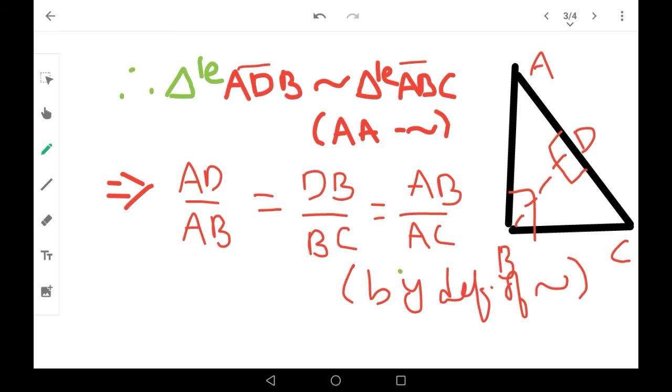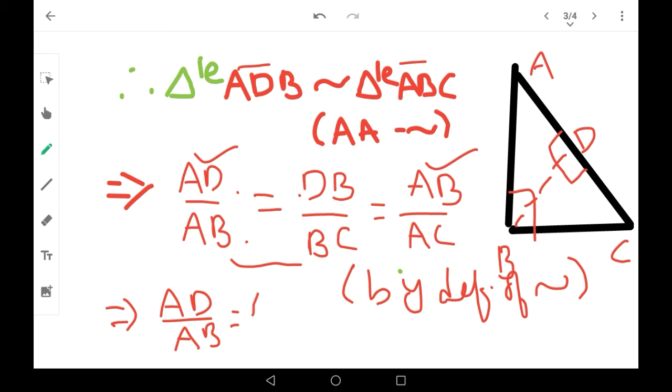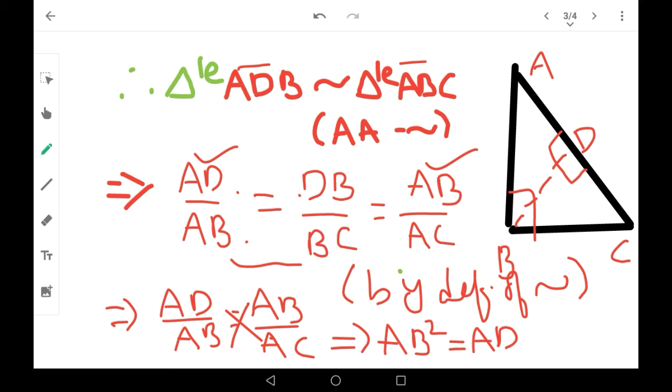Now I have to choose any two. First let us compare these two. If I cross multiply, I'm not getting any square. So I'll take these two sides into consideration. From this, what can I write? AD by AB is equal to AB by AC. If I cross multiply it, what am I going to get? AB square is equal to AD into AC. Take this as the first equation.